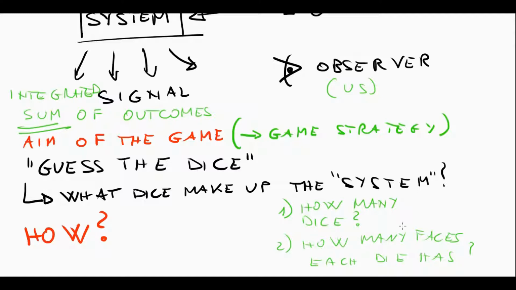We have to determine the composition of a set of dice. Determining the composition means to know how many dice and how many faces each die has in order to understand what kind of die make up the system. Number of dice and type of dice. How can we do this? How can we answer this question? We will see it in the second slide.